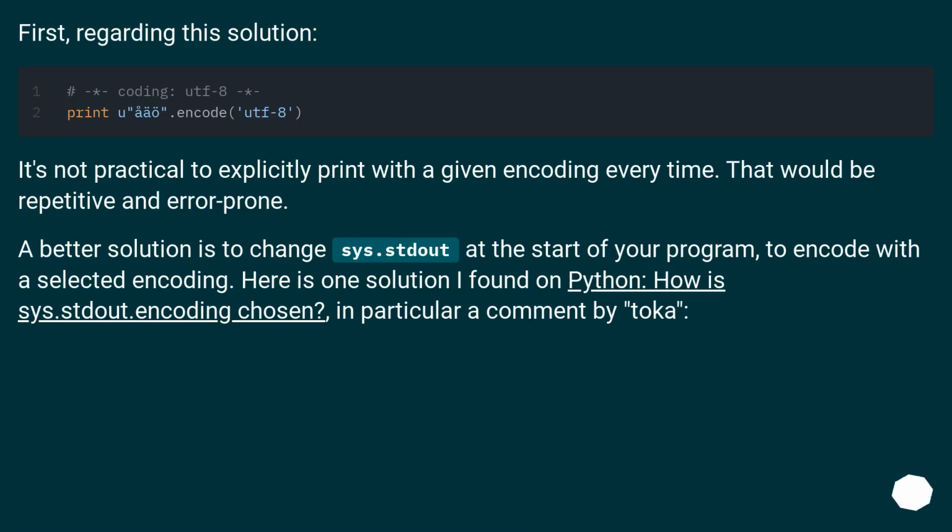First, regarding this solution. It's not practical to explicitly print with a given encoding every time. That would be repetitive and error-prone. A better solution is to change sys.stdout at the start of your program, to encode with the selected encoding. Here is one solution I found on Python: how is sys.stdout.encoding chosen? In particular, a comment by Toka.